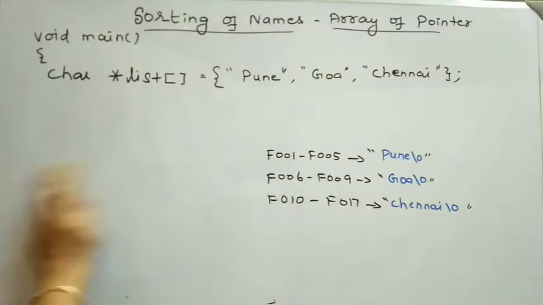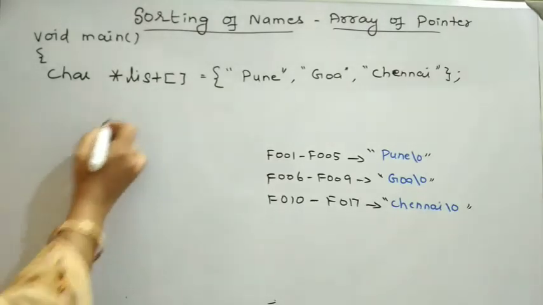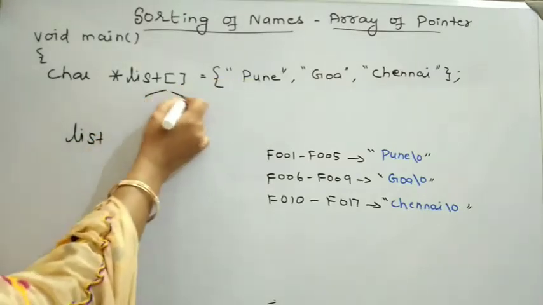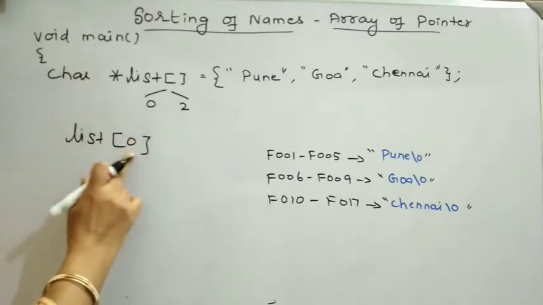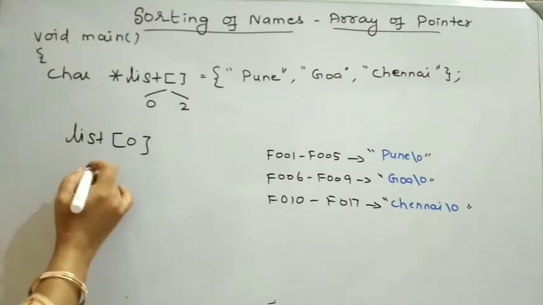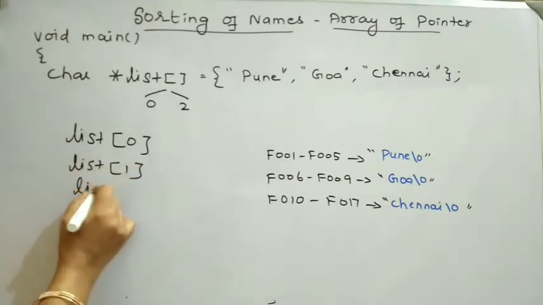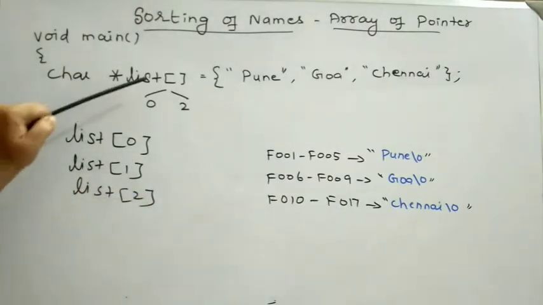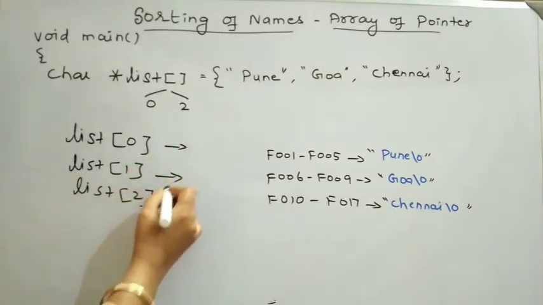So I have declared an array of pointers. What are the individual elements of this array? The array is list. Since I have 3 elements, the index position varies from 0 to 2. list[0] is the first element in the 0th index position, the second element is in the first index position, and the third element is in the second index position. These are all the individual elements of this pointer array. So what could be the content of this array?